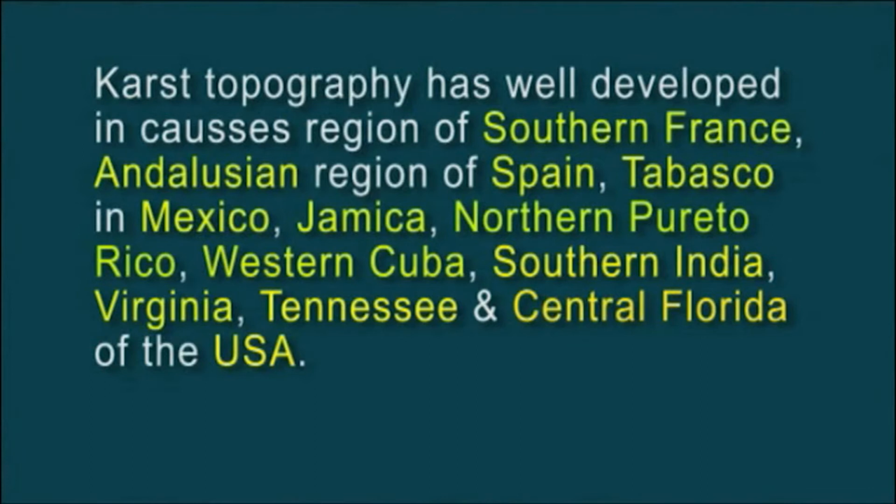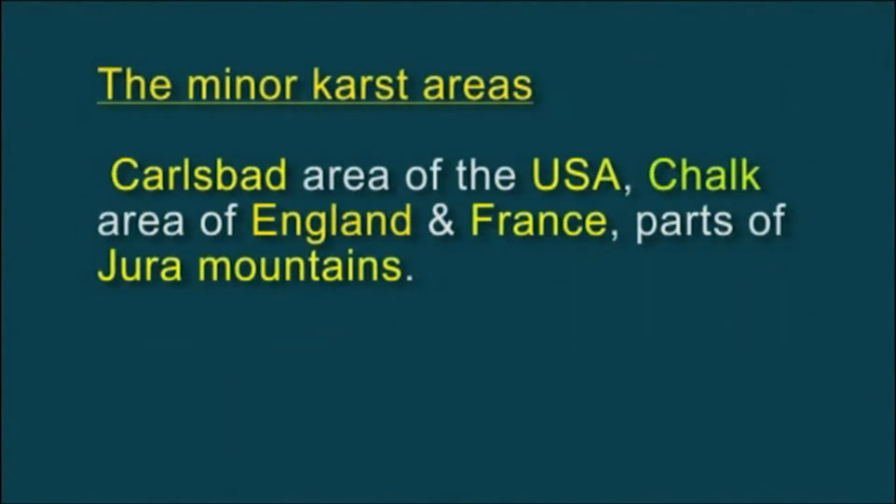The minor karst areas are, for example, the Carlsbad areas of USA, chalk areas of England and France, and parts of Jura mountains. In India, there are no properly identified limestone topography areas studied because of the non-existence of extensive thick limestone formations near the surface. Most of the limestone formations of India are buried under thick covers of sandstones and shales.